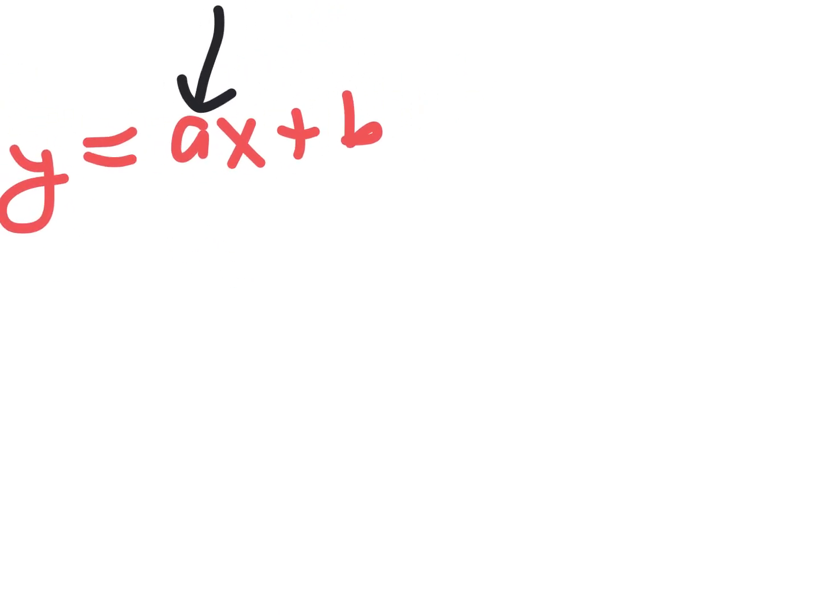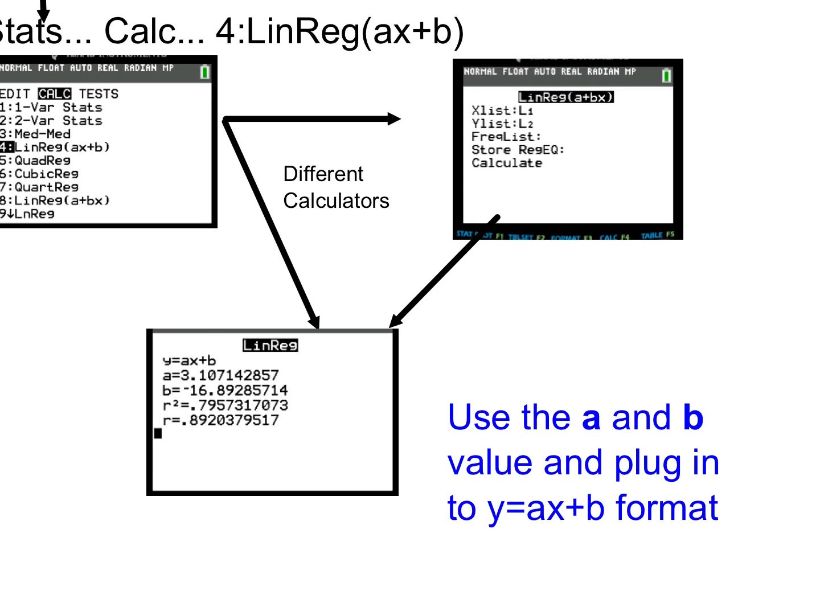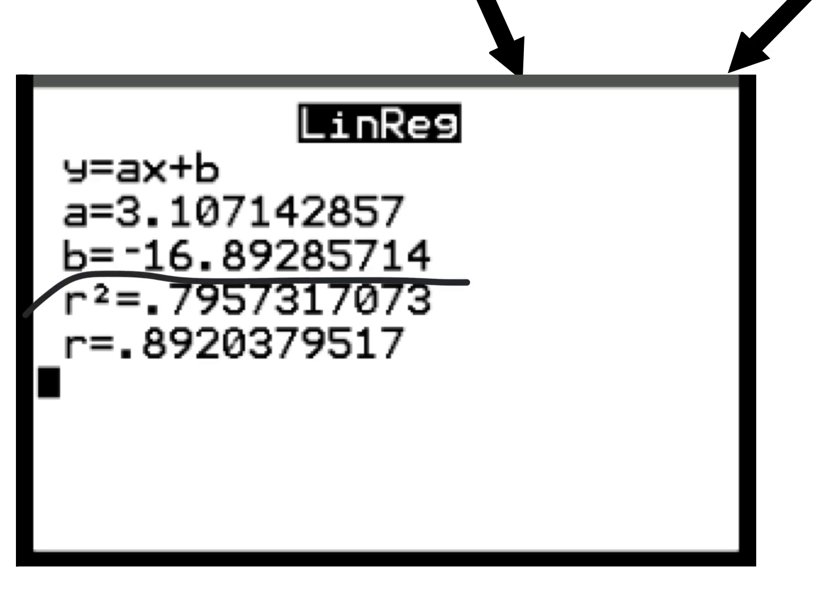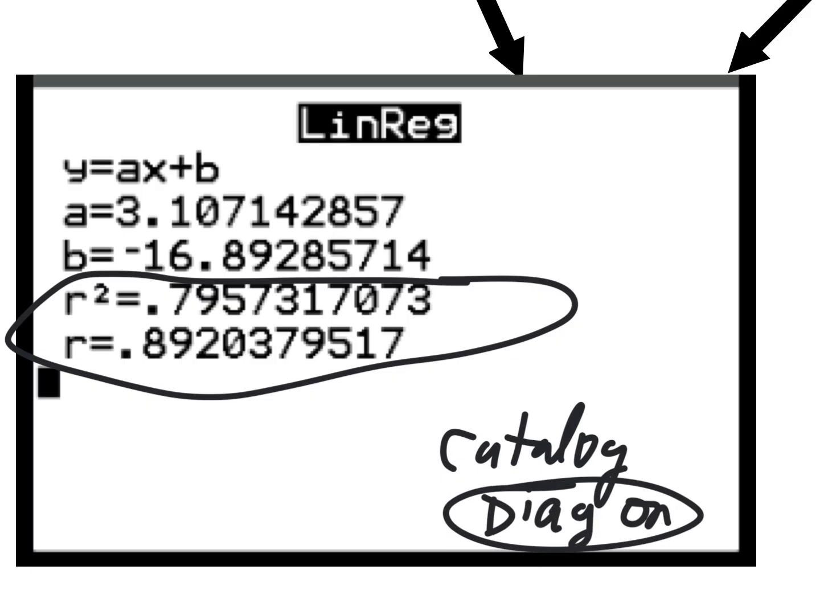Let's get to this part. Here it is. Here's the exact same data as you have, and yours should look like this. If you're like, but I don't have the R value, take a second, go to Catalog, it's above the 0, and find Diagnostics On, and do it. Hit Enter on Diagnostics On. Otherwise you won't have this R value, and some of the questions require the R value. It's so easy. Just find it. It's listed there. You just type it in. So if yours doesn't say R value, go put your Catalog Diagnostics on.